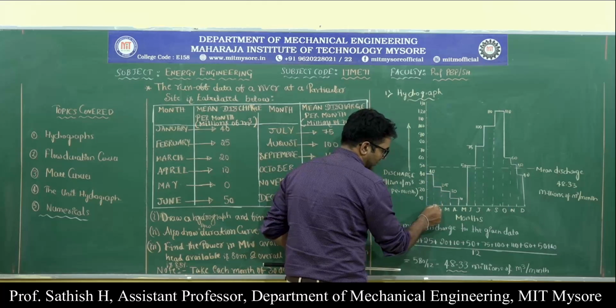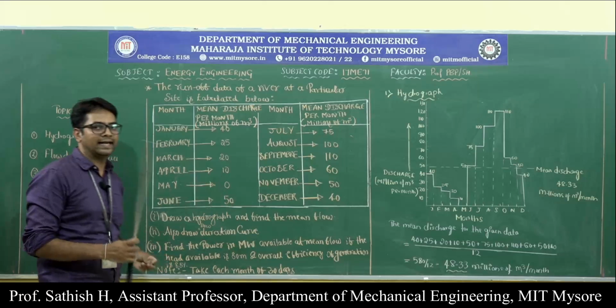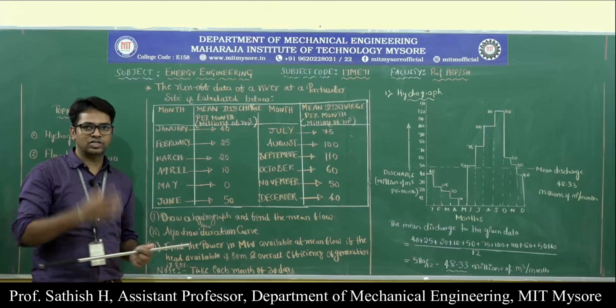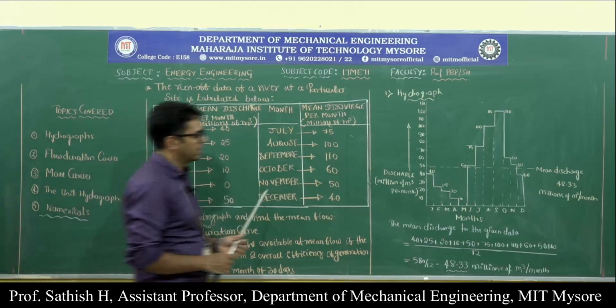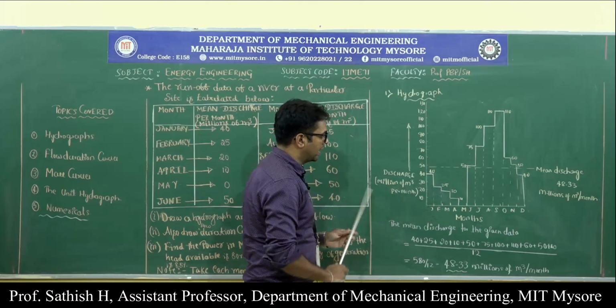That will cover the whole of January month. If I go to the next month, that is 25. Here it is 40, the discharge is reduced. So here, this is the month of February, and I have 25.